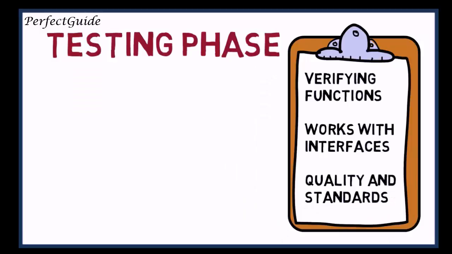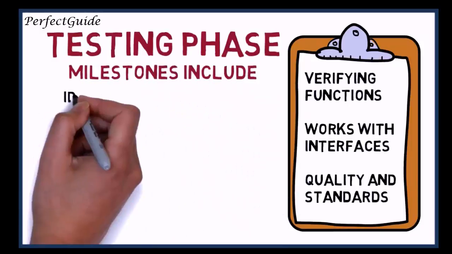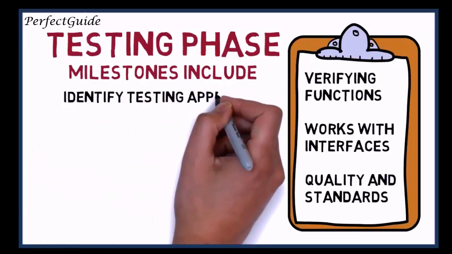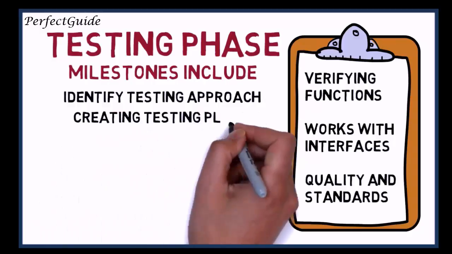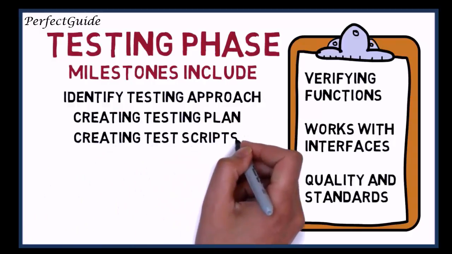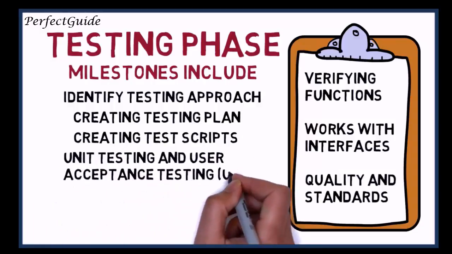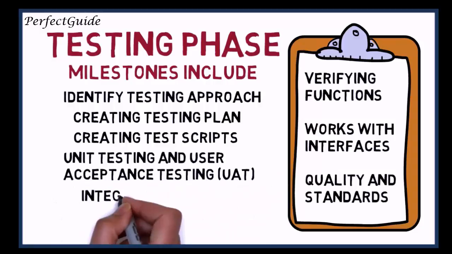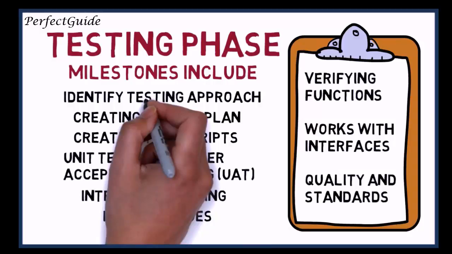Milestones and important activities of this phase include identifying a testing approach, creating a testing plan, creating test scripts and/or scenarios, performing rounds of system and/or unit testing, performing rounds of user acceptance testing, called UAT, performing rounds of integrated testing, logging and reporting issues, and gaining approval from stakeholders.